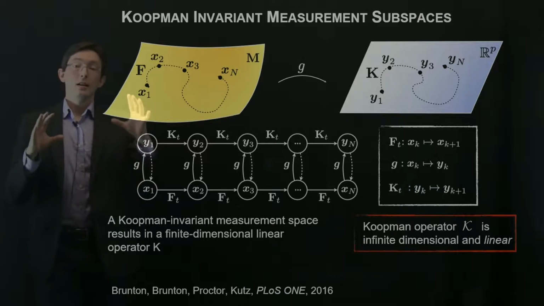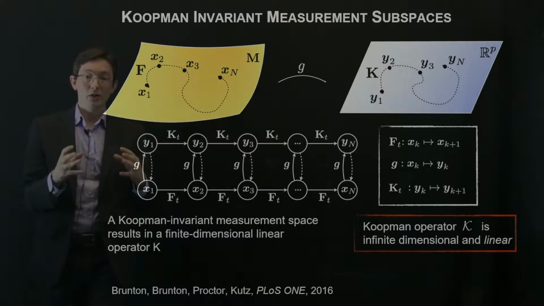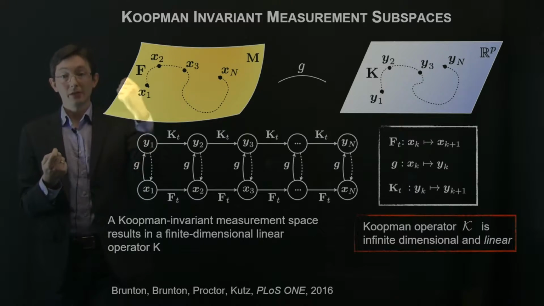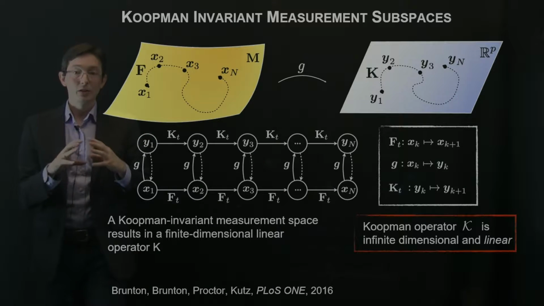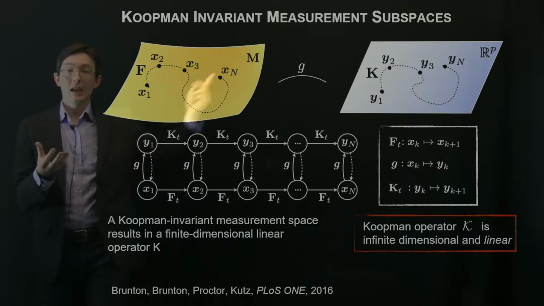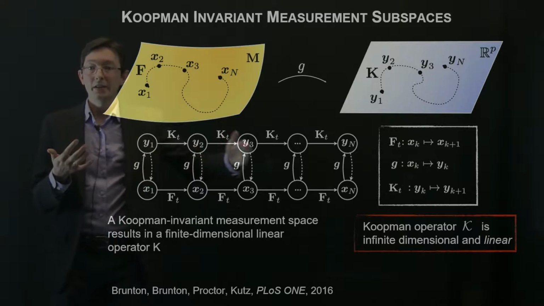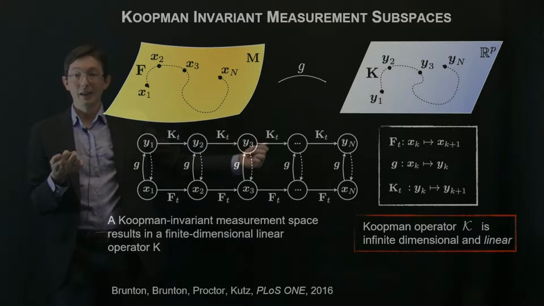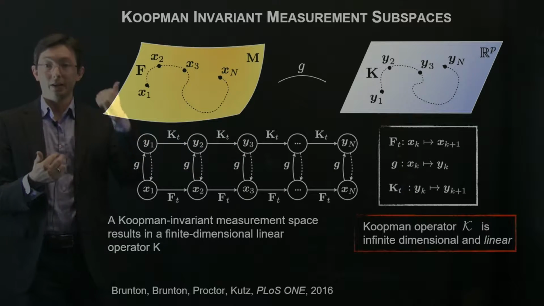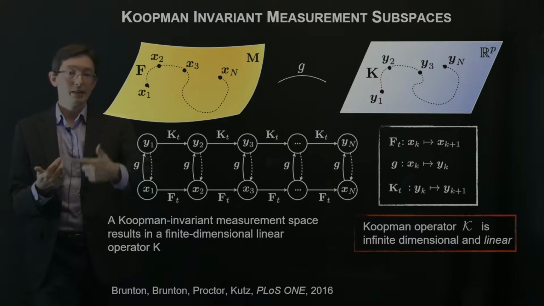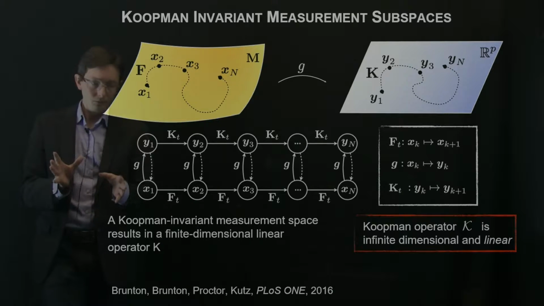If I have that kind of an invariant measurement subspace, and I restrict my Koopman operator to that subspace, I get a finite dimensional linear operator, a matrix K, and I get a linear dynamical system that propagates those good measurements forward in time. So I can do linear optimal control, optimal estimation, future state prediction.